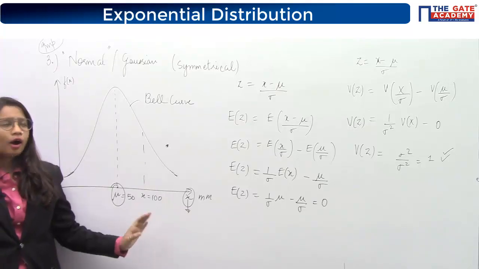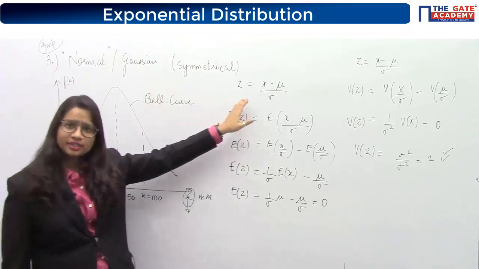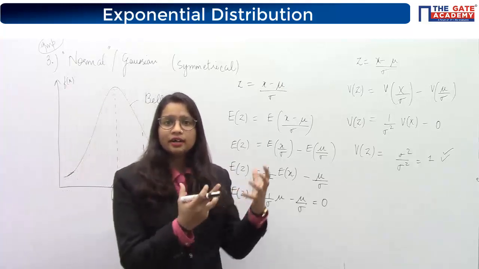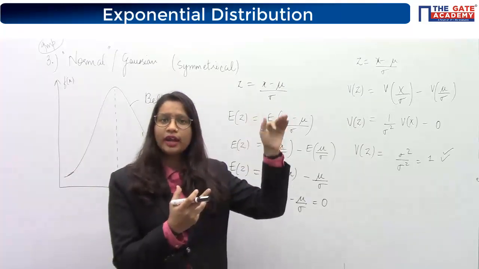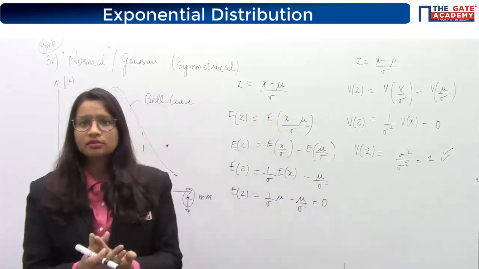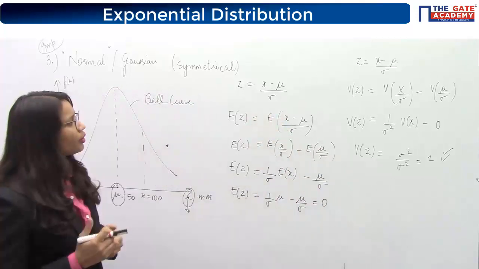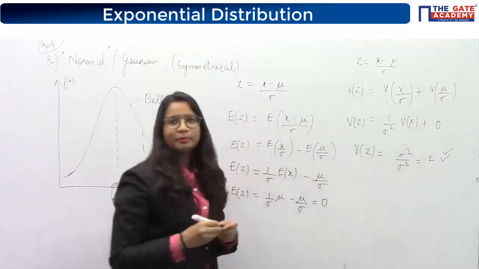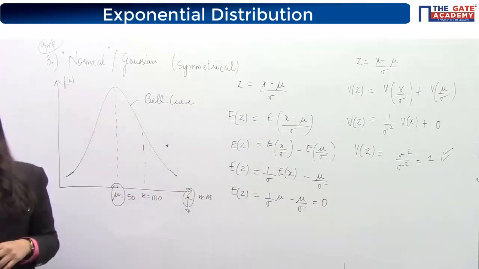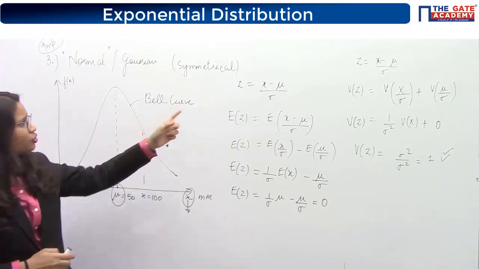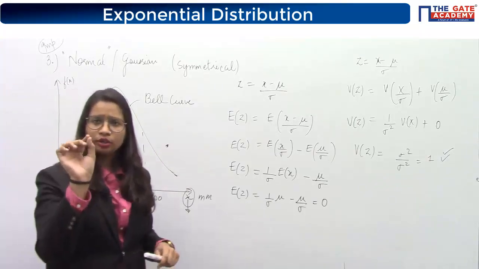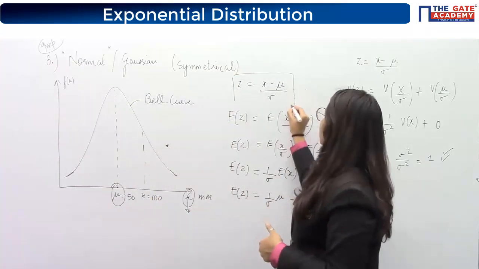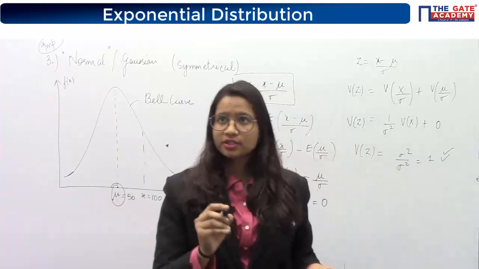Any doubt how I wrote this equation? I wrote this relationship between z and x because I need a standard variable such that its mean is 0 for every value of x and variance is 1 for every value of x. I told the property but I forgot to write it. Any doubt till here? So that's why I have chosen that relationship. So what you need to remember is how to choose your z variable.